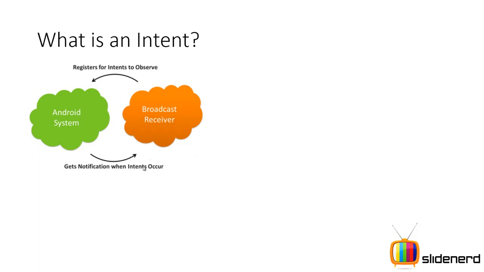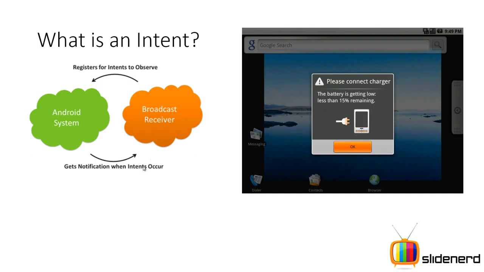Next, you have your Android system and you have this thing called a broadcast receiver. Broadcast receiver is nothing but like an alarm. So you tell your system that you want to respond to specific events and you get a notification when those events occur. That's what your broadcast receiver is. For example, if your battery is low, then you get a notification inside your app that the battery is low if you have registered for that notification. Now this is done through intents.